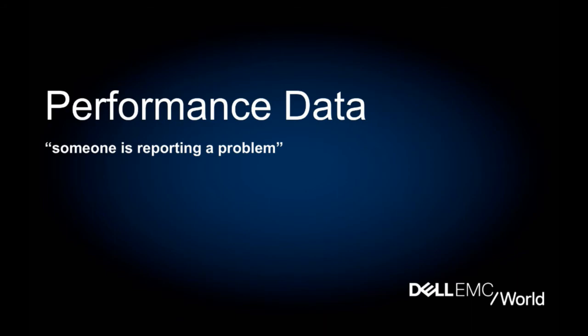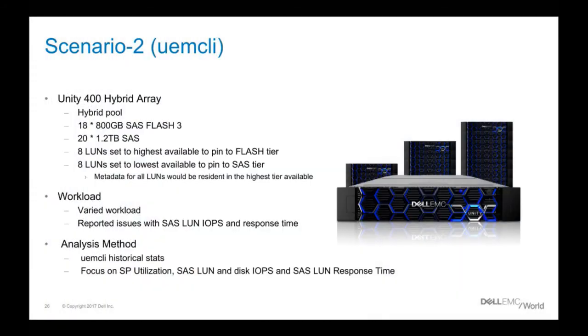So we're going on to scenario 2. Someone's reporting a problem. Here we've got a similar configuration setup, but the change here is that we've got a varied workload profile, and we get a call from an operator. He's complaining that as he's running a monthly report, with an increase in the workload on the system, he's observing unacceptable behavior in response time.